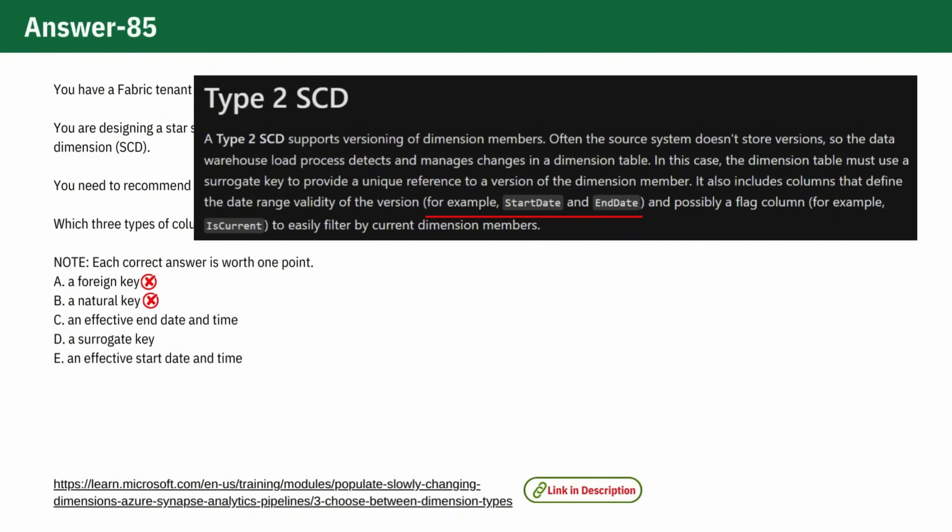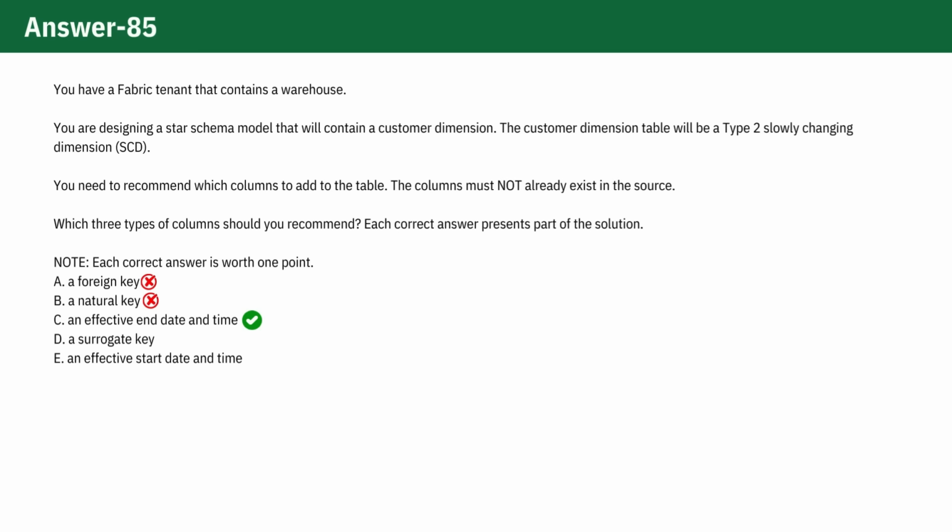Option C. An effective end date and time. In a Type 2, slowly changing dimension, SCD, an effective end date is used to indicate when a particular version of a record becomes inactive. This allows tracking the history of changes. This makes it a correct choice.